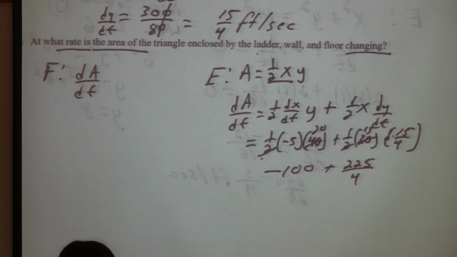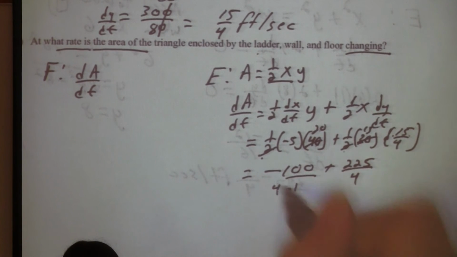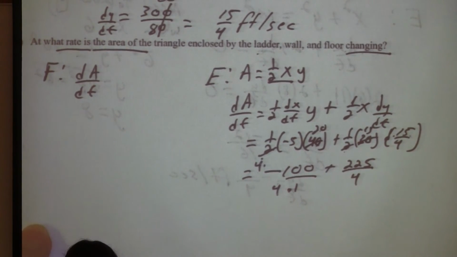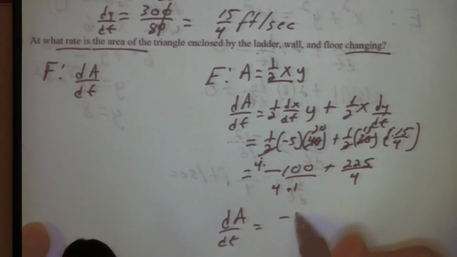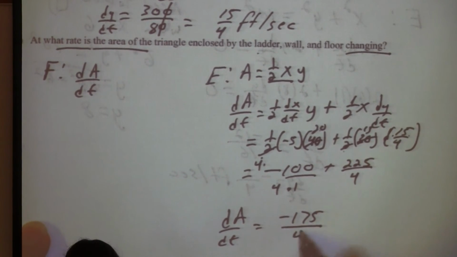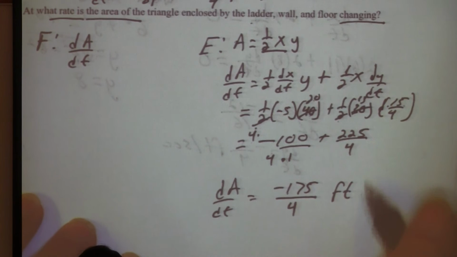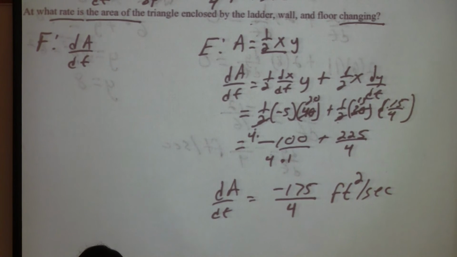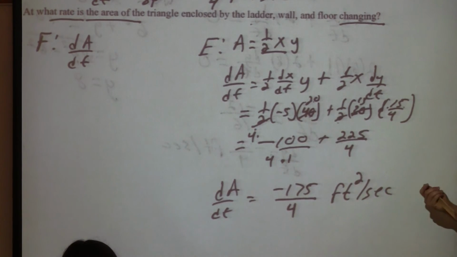So now in order to combine these, we need a common denominator, right? So over 1, so we can multiply by 4. So we have 400 minus 225, what is that going to end up being? -175 over 4. And that would be what units? Feet squared per second. Why feet squared? Because it's area, right?